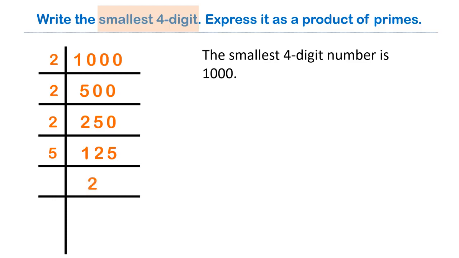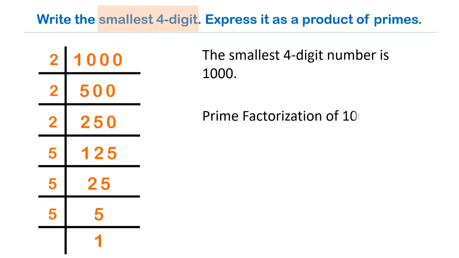We get 25. See, the last digit of 25 is 5. So 25 is also divisible by 5. So write 5 to the left of 25 and divide. We get 5. And we all know 5 is a prime number, so it has only two factors, 1 and 5. So write 5 to the left of 5 and divide. We get 1. If we get 1, it means our prime factorization is over. So the prime factorization of 1000 is 2 into 2 into 2 into 5 into 5 into 5.